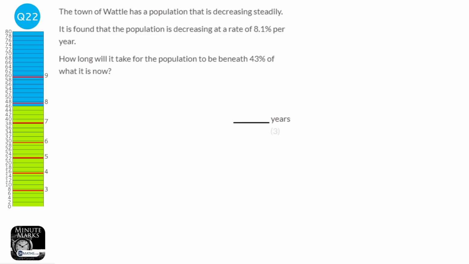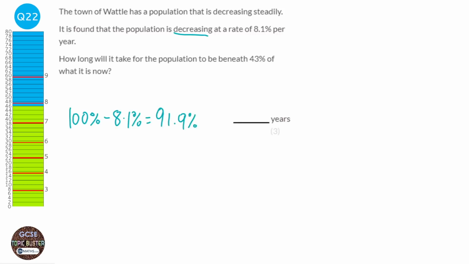So we're going to start by finding the multiplier. We start off with 100%. It says it's decreasing at a rate of 8.1%, so we're going to take away the 8.1%. When we do that, we get 91.9%. Make that a multiplier by dividing it by 100, essentially making it a decimal. So whenever we get a number and we times it by 0.919, we're decreasing it by 8.1%.